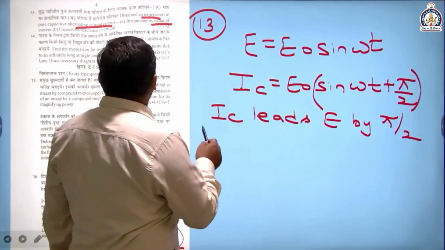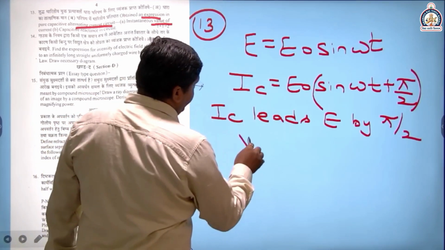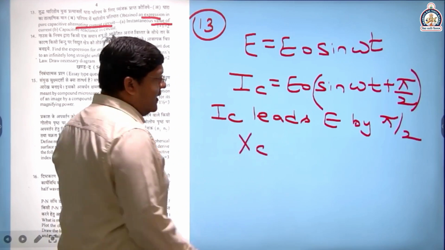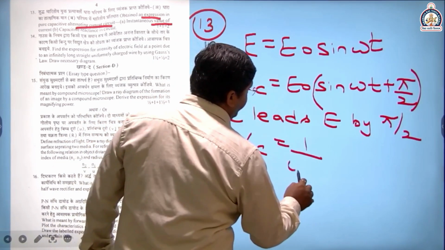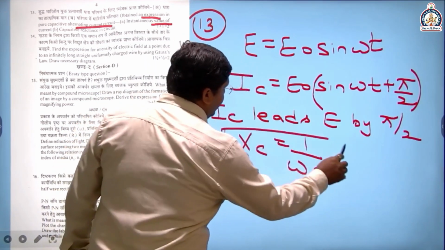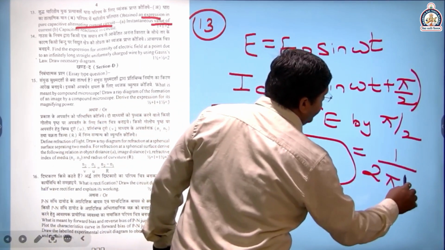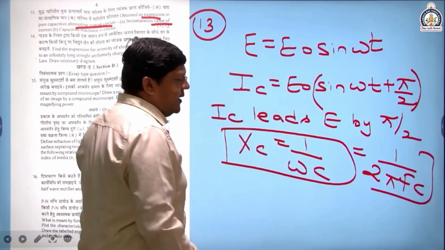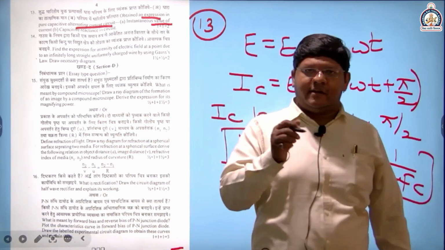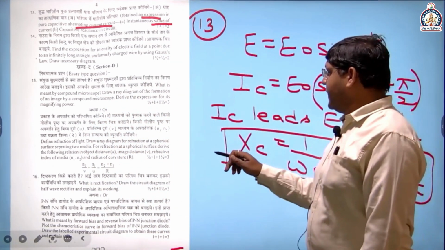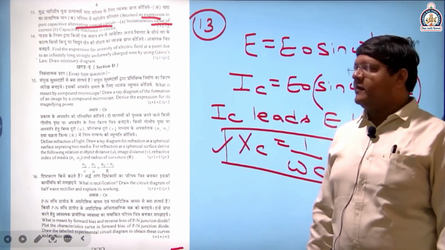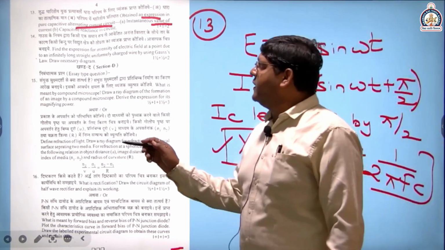Now, what do you mean by capacitive reactance? Capacitive reactance is denoted by Xc. Xc is equal to 1 upon omega C. Okay, this is the value of capacitive reactance, and omega can be written as 2 pi f, so the other formula comes out to be this. Capacitive reactance is the hindrance offered in the path of current by the capacitive parts of the circuit. Okay, moving to the next question.